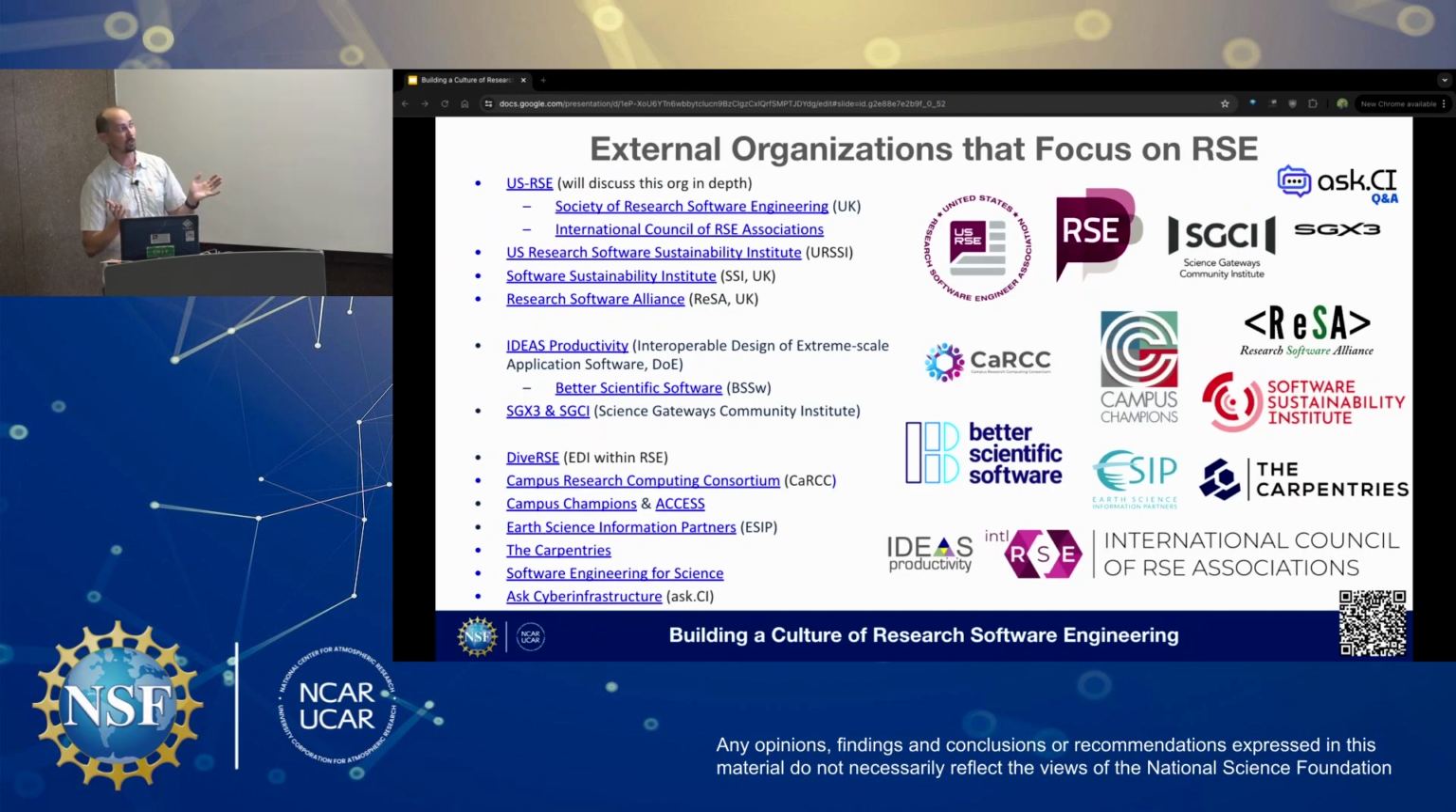So there are many organizations that actually do RSE type work. Personally, I'll focus throughout most of this talk on the US RSE organization. But that came out of the UK one, which originally started back in 2012, now known as the Society of Research Software Engineering.